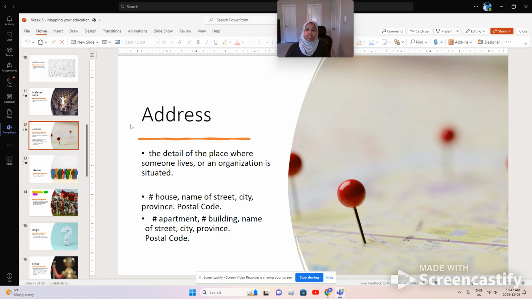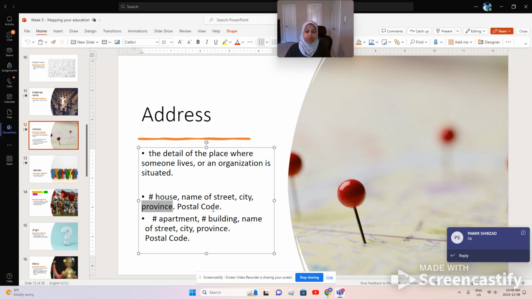The next thing you'll be asked about is your address. This is the detail for the place where you live. If you live in a house here in Canada, we start with the house number, followed by the name of the street, the name of your city, your province, and your postal code. If you live in an apartment, you start with your apartment number, your building number, the name of the street, the city, province, and your postal code. So it's the same format; this is how you write your address.